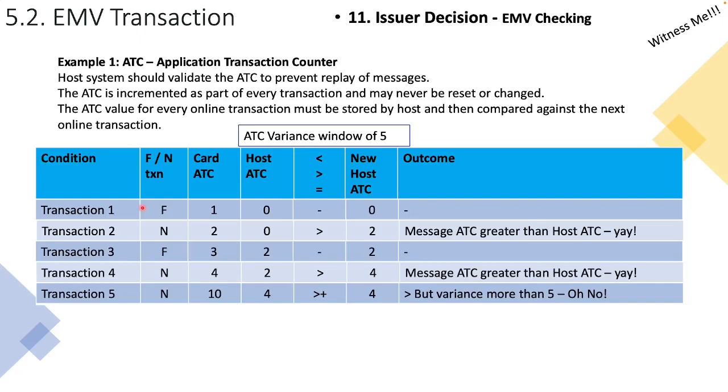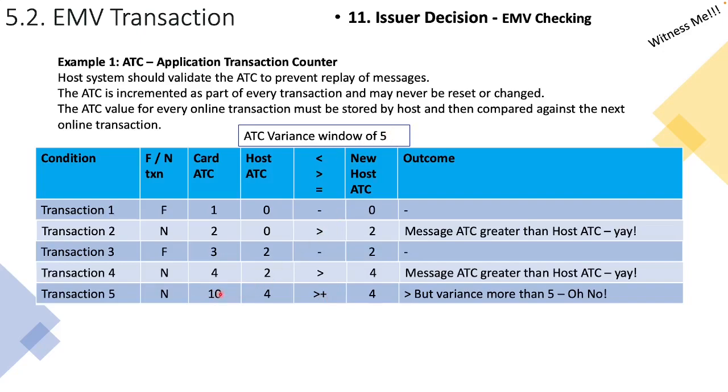Right, so let's throw some funnies in there now. The host gets a transaction coming in, I'm just calling it transaction 5. It's an online transaction, and on the transaction it receives a value saying that the card's ATC was 10. Now, is 10 greater than 4? Yes, it is, which is good news. However, the problem is that we said the variance is 5, but 10 minus 4 is 6, so it's greater than the acceptable variance of 5.